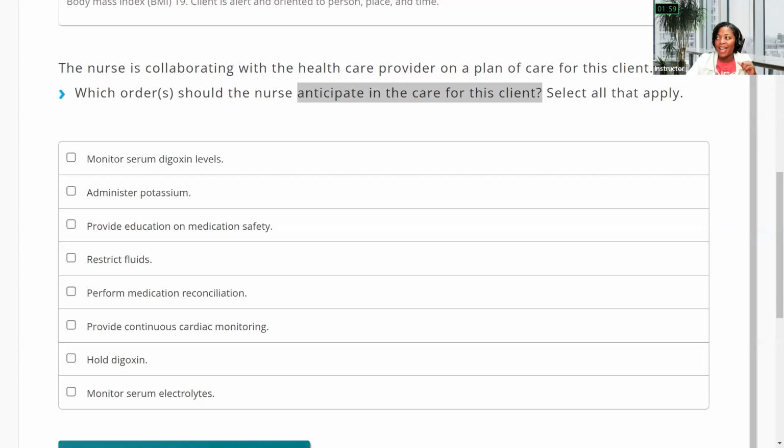All right, so I'm starting the timer. Drop in your answers. We got 8 options, so drop in what makes sense, nurses. All right, we're almost done. And I appreciate you all.